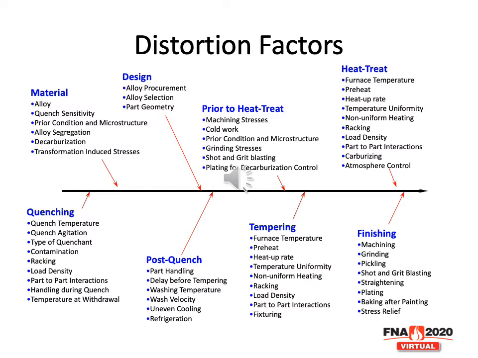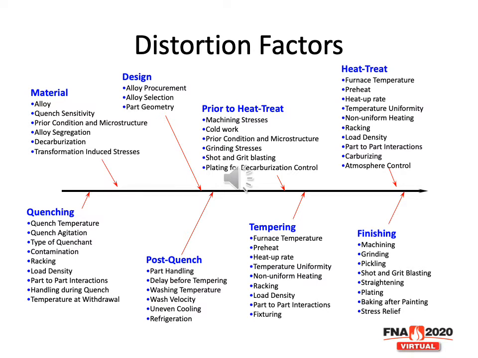I can also have how the part is designed. What is the part geometry? For instance, landing gear is notorious for having very thick sections attached to very thin sections with very long bores. I mean, it's just asking to be distorted. How the steel is procured. Is it actually the steel that you say it is, or did procurement get something cheaper? What is the alloy chosen? As a general rule, the more alloying that you put into it, the greater the chance of distortion.